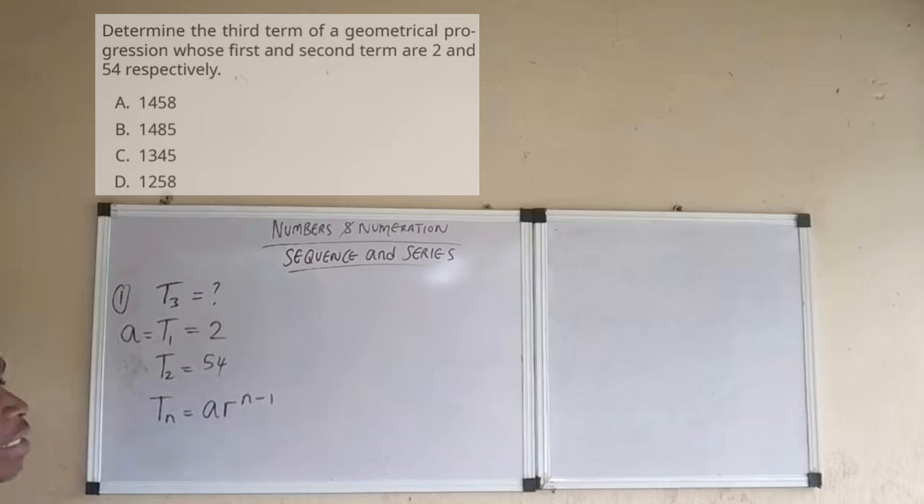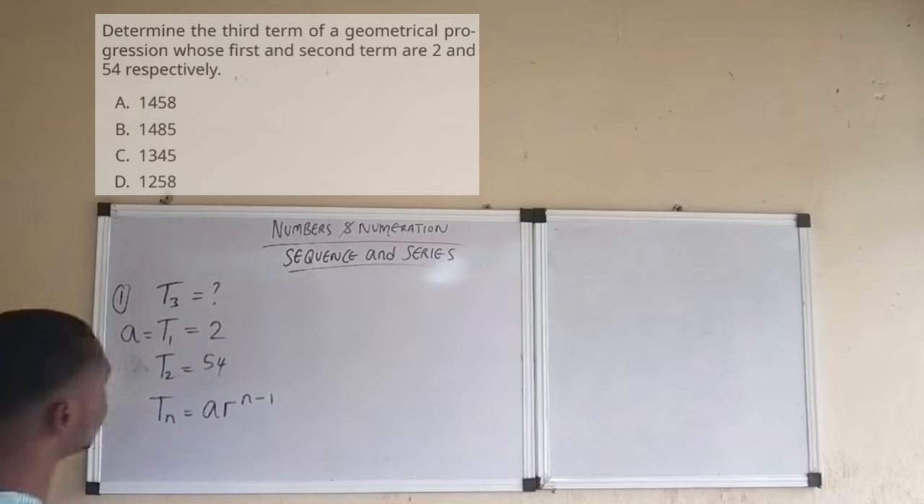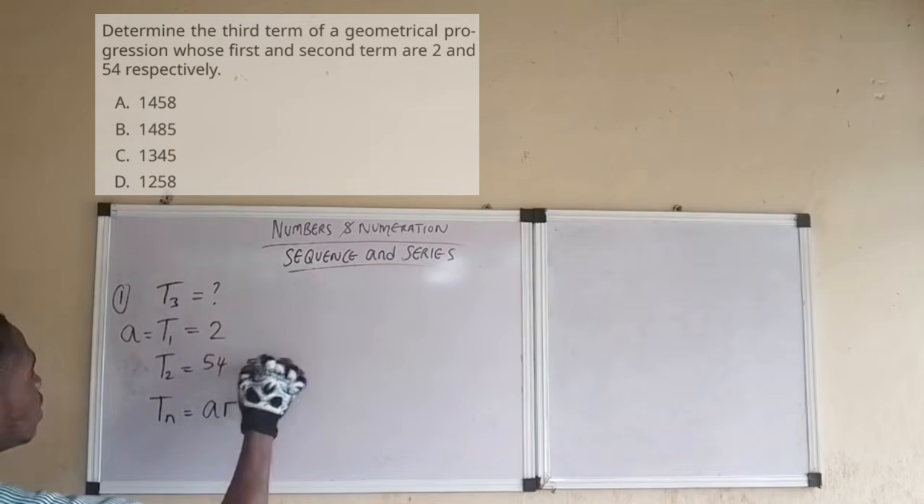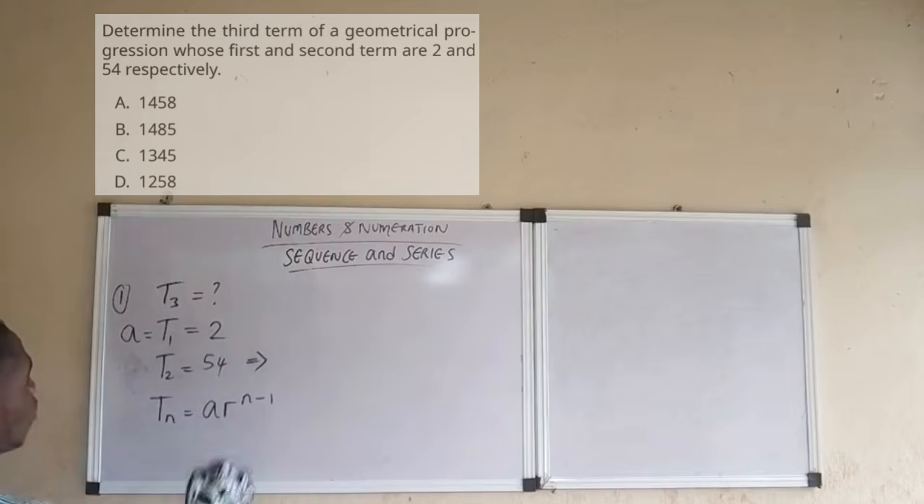So how do I get my R? R is the common ratio like I mentioned. Now, we are going to express this T2 in terms of the nth term formula so that we can use it to find R. Do you understand? So this is what we're going to do. We're going to say T2 in terms of the nth term formula is what?